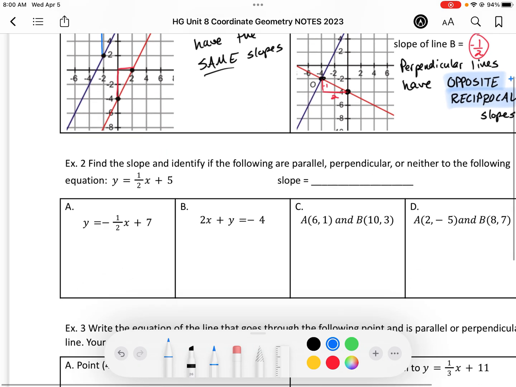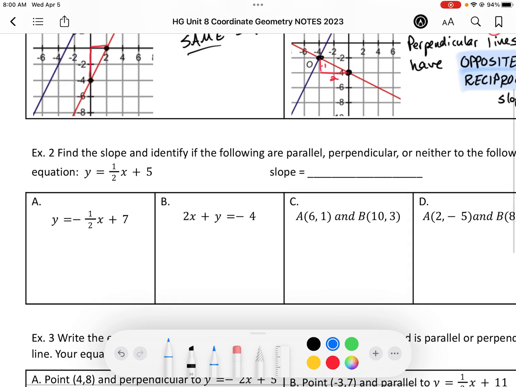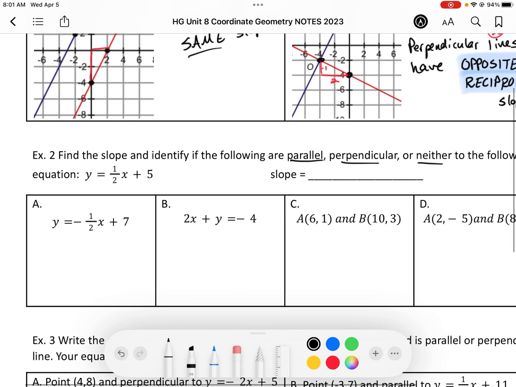So we're going to take some time to determine those relationships. So here's what we're going to do in example 2. We want to find the slope and identify if the following, like A, B, C, and D, are parallel or perpendicular. If they are neither of those, we just write neither. So we're looking for these relationships. Okay? So let's identify the slope of this equation. Well, it's pretty straightforward. Your slope is in that formula already. It's in that equation. Your slope is 1/2.